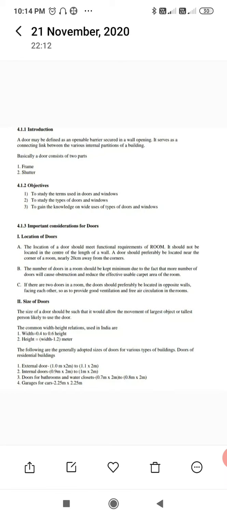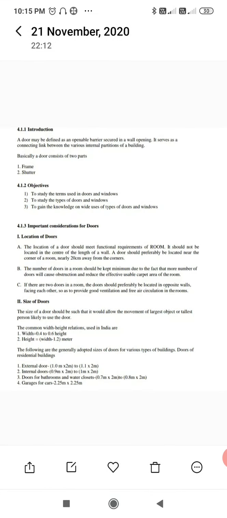The number of doors in a room should be kept to a minimum, because a greater number of doors causes obstructions and reduces the effective usable carpet area of the room. If there are two doors in a room, they should preferably be located in opposite walls facing each other, so as to provide good ventilation and free air circulation in the room.